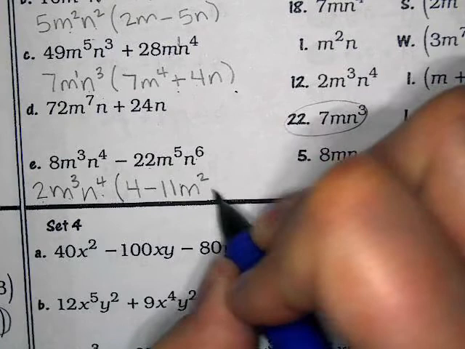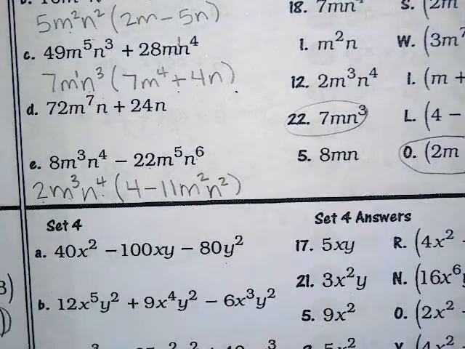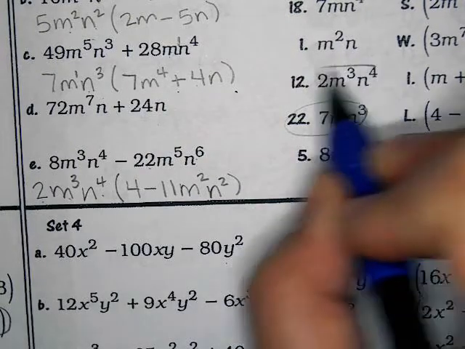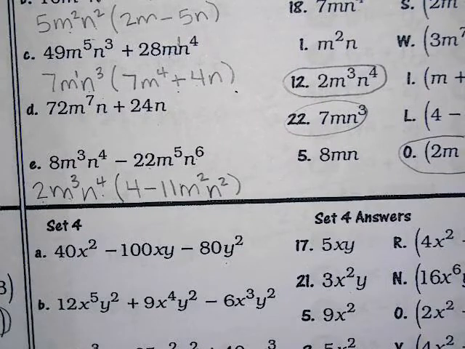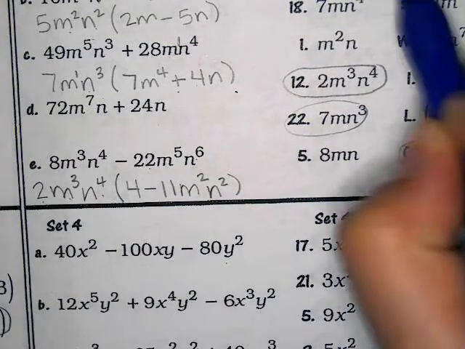Okay, so 2, m to the third, n to the fourth. That looks like problem 12. So box 12, and the answer is going to be L. So in box 12, we're going to put an L. Okay.